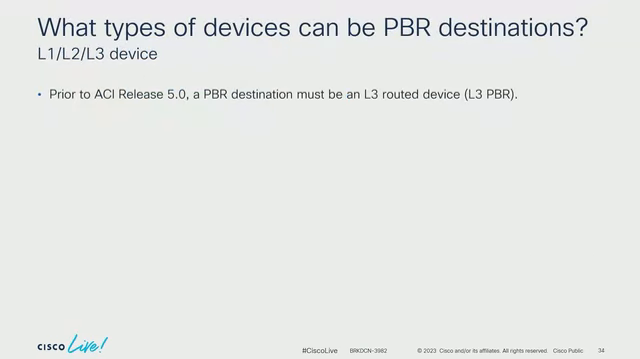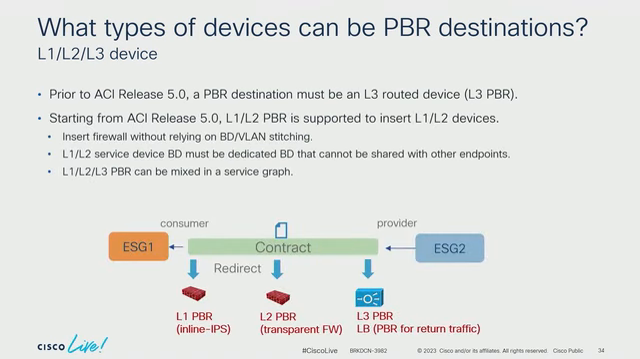Okay, the next question is, what types of devices can be PBR destinations? Initially, it must be an L3 routed device. But after 5.0, L1, L2 inline transparent devices can also be PBR destinations. And we can mix different types of PBR in the same service chain. For example, for this contract between ESG1 and ESG2, we insert an L1 inline IPS first, and then a transparent L2 device, and then an L3 device. So you can mix different types of devices in the same service chain.